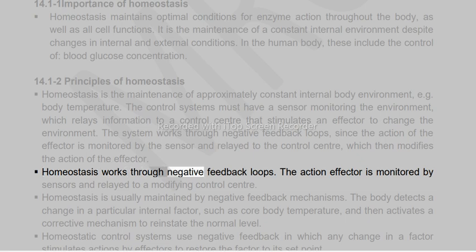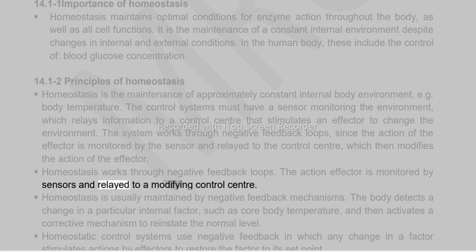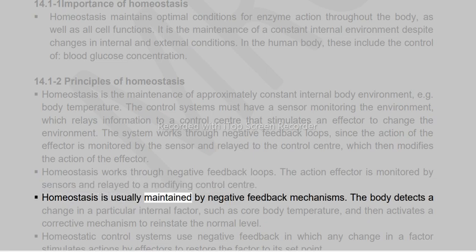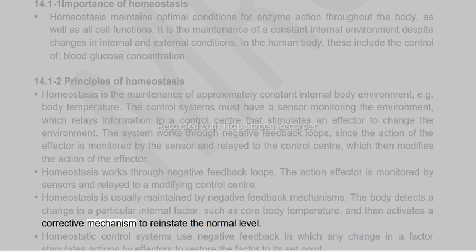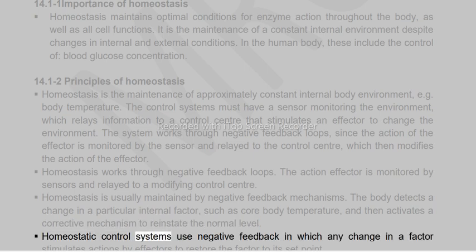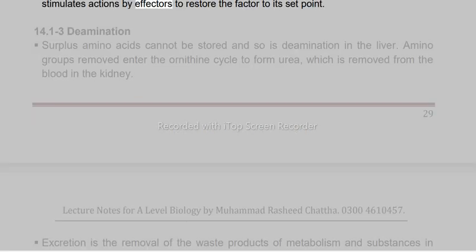Homeostasis works through negative feedback loops. The action of the effector is monitored by sensors and relayed to a modifying control center. Homeostasis is usually maintained by negative feedback mechanisms. The body detects a change in a particular internal factor, such as core body temperature, and then activates a corrective mechanism to reinstate the normal level. Homeostatic control systems use negative feedback in which any change in a factor stimulates actions by effectors to restore the factor to its set point.